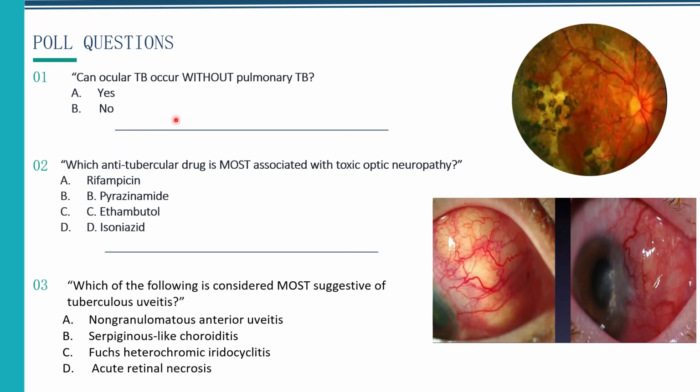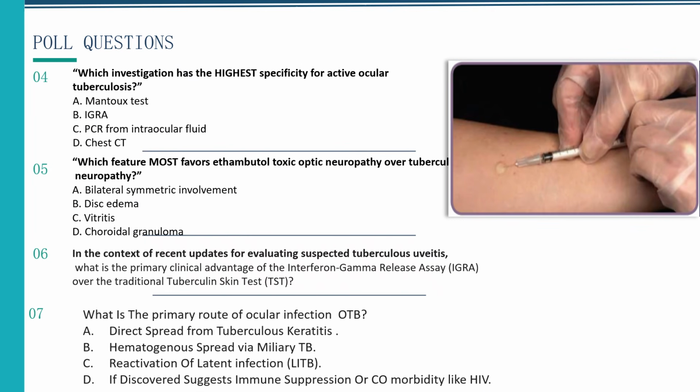Now, can ocular tuberculosis appear without pulmonary tuberculosis? And which anti-tubercular drug is mostly associated with toxic optic neuropathy? And which of the following is considered most suggestive of tuberculous uveitis: non-granulomatous anterior uveitis, serpiginous-like choroiditis, Fuchs heterochromic uveitis, or acute retinal necrosis? Another question is, which investigation has the highest specificity for active ocular tuberculosis? Which one is more specific for TB in this investigation?